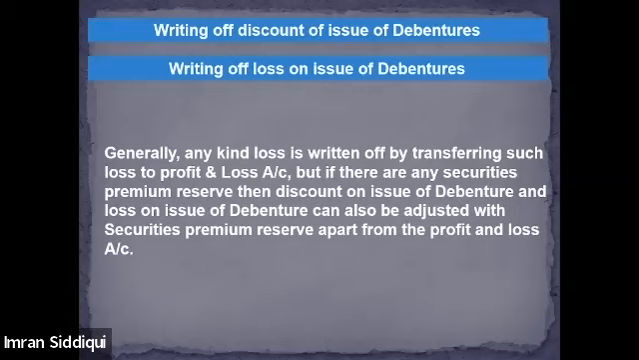See, here you need to note an important point. I'm not saying that you cannot write off the discount on issue of debenture or loss occurred because of providing premium on redemption of debenture through the profit and loss account. You can do that. But first, we have to ensure that if we have a sufficient amount of security premium reserve available, then we'll first of all try to adjust the loss with that security premium reserve and later with the profit and loss account. Hopefully, this is clear to you.